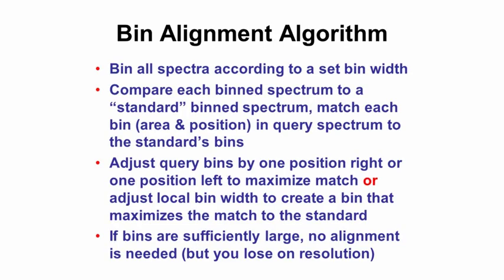So the binning alignment algorithm, as I say, is relatively simple. You compare each bin spectrum perhaps to a standard, one that you've chosen, or maybe an average one. And then you match each bin based on its area and position of the query spectrum to the standard. You'll adjust the positions of those bins left or right by 1 or by 2 until you finally get a good match where the intensities and positions seem to be good. Obviously, if you made really large bins, generally you won't have to do a whole lot of alignment. If you have really narrow bins, then sometimes you have to do very fine alignments.